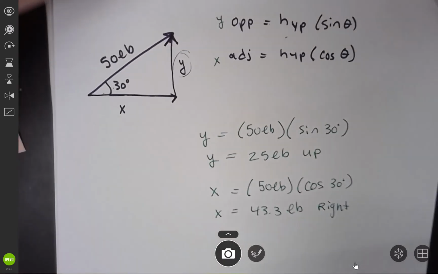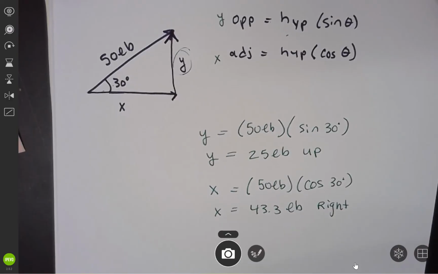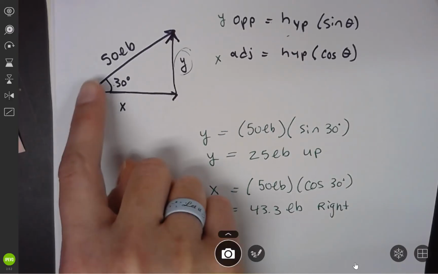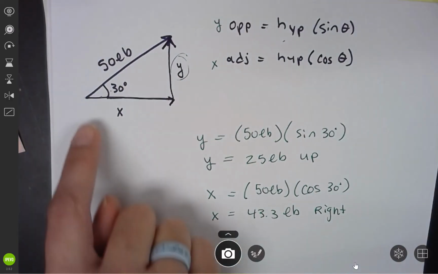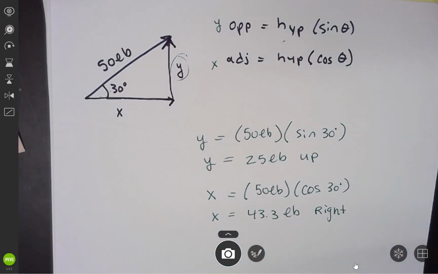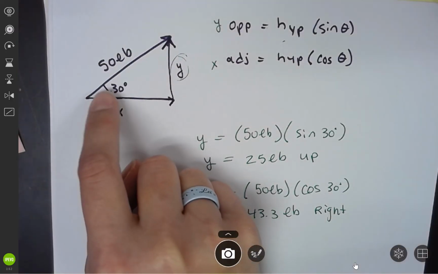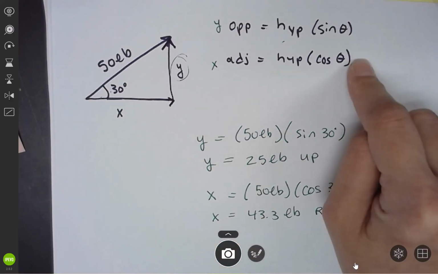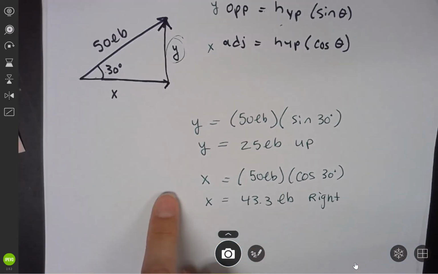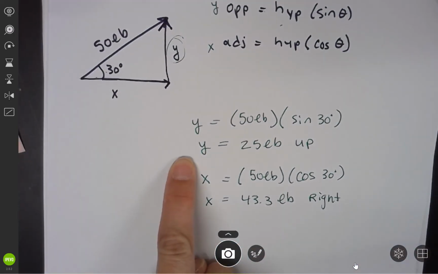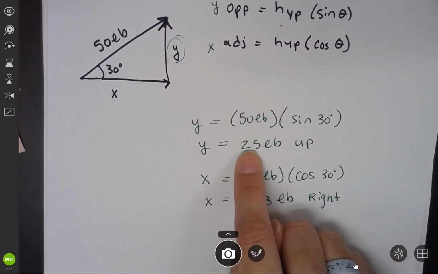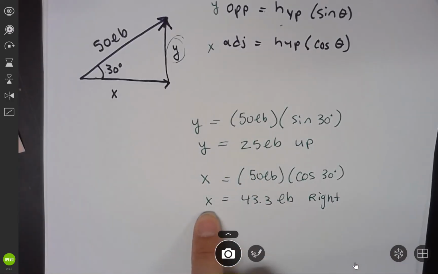All right, so in our last video, we talked about how to break down a vector into its x and its y components, its horizontal and its vertical components. So we took a 50-pound vector at 30 degrees. We used these two formulas, and we found that the y component was 25 pounds upwards, and the x component was 43.3 pounds to the right.